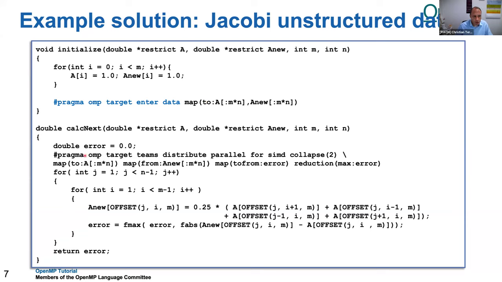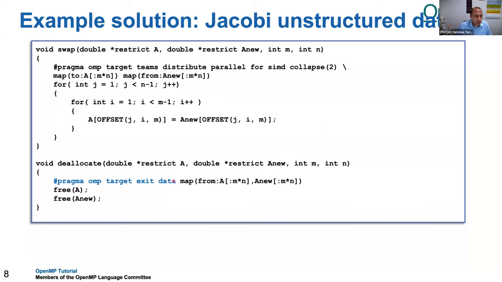Then we have other functions, like calc next, in which we have a target region doing the teams distribute parallel for. That means executing a parallel kernel on the device, and we have arrays like A already on the device. We can call multiple of those in an iterative manner, keep them on the device and update them. And finally, swap is an encapsulation of copying the old solution into the new solution, or the other way around, depending on how you see it in the simple numerical approach.